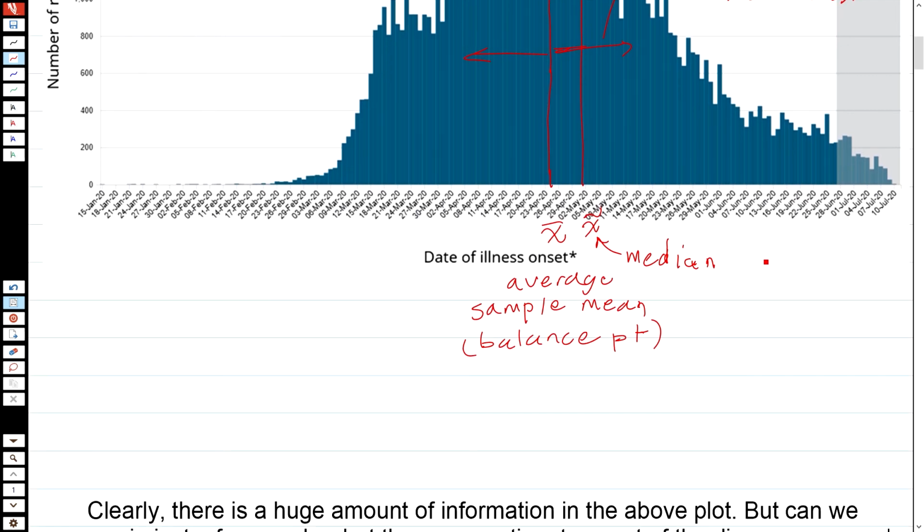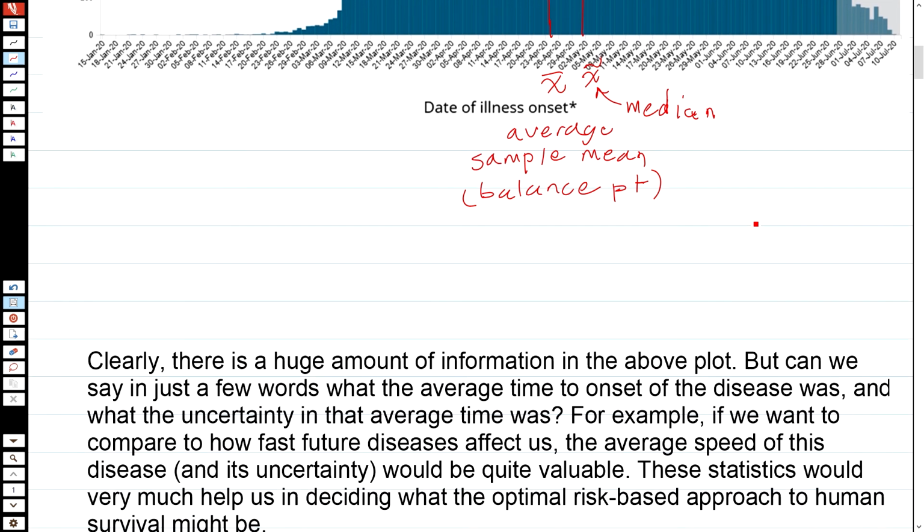For this particular set of data, there's clearly a huge amount of information in the above plot, but what we're trying to do is say in just a few words the main characteristics of that information. We can use this in the future to compare how fast future diseases affect us. The average speed of this disease and its uncertainty would be quite valuable. These statistics would very much help us decide what the optimal risk-based approach to human survival might be.